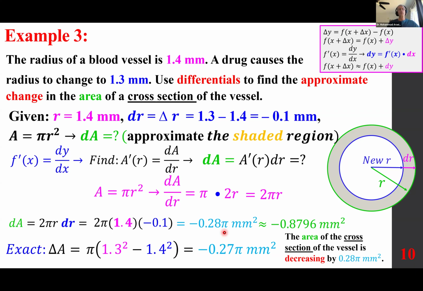So a quick recap. Use differentials to find the approximate change in the area. That means find this shaded region. Obviously, I'm going to go with the exact first. We can find the area of the larger one, the area of the smaller one using the formula pi r squared. Their difference is the answer. And for approximation, we go with dA, which is A prime of r dr, one step of differentiation, and 2 pi r dr, plug in.